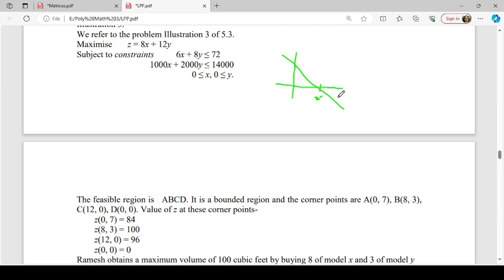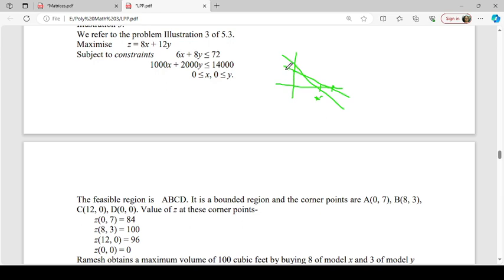Then 14,000 by 1,000. So this is 14. This is somewhere here, and this is 7. Somewhere here. So this is one line. So our region is this. So A is 0 7.